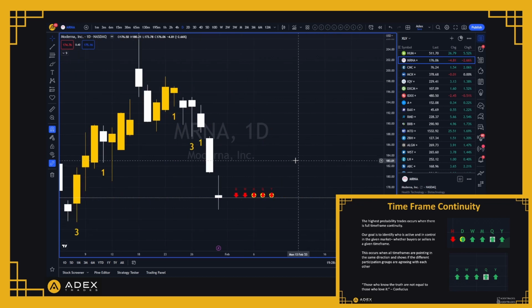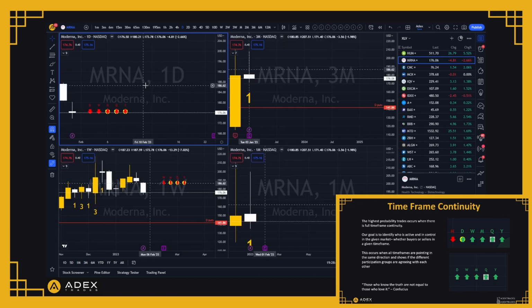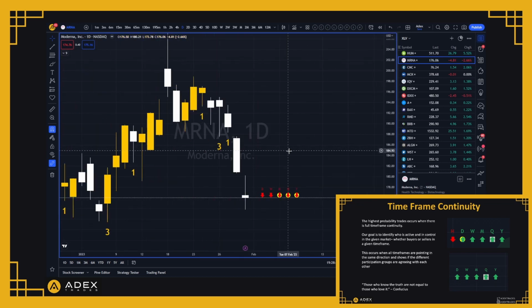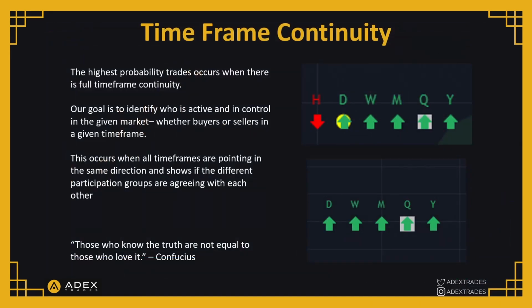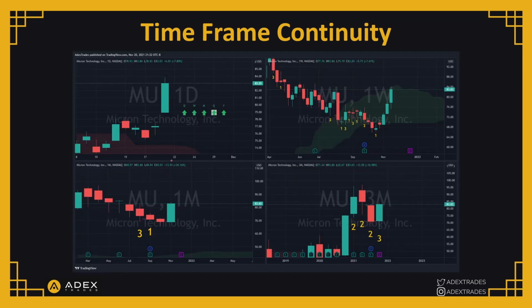Anyway, so Moderna. You can see for Moderna, you have full time frame continuity to the downside. Actually, and before I go over this, let me show you this example here. So this is an example where you have full time frame continuity to the upside. This was about a couple years ago. MU, green on the day, green on the week, green on the month, green on the quarter, right? I showed you that example with Google.